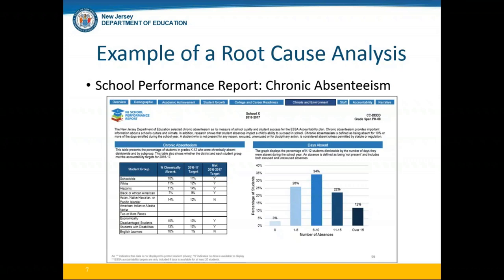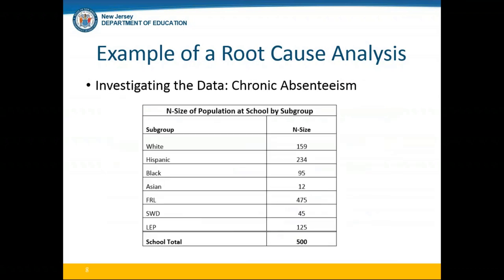Now we must dig into this data further. If at all possible, we would like to use multiple sources of data to inform our planning. When we triangulate data in this way, we develop a more informed picture of the area of need. Here we see a table named N size of population at school by subgroup. There are two columns, one labeled subgroup and one labeled N size. We may find that one subgroup that exceeded the school average in chronic absenteeism has a very small N size.